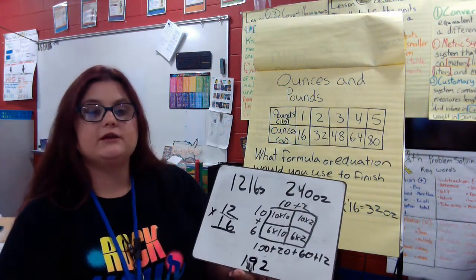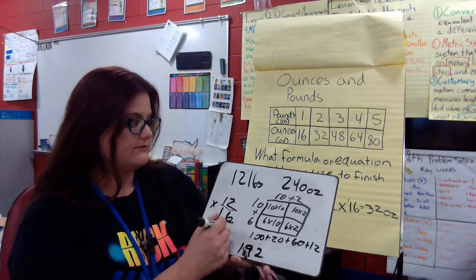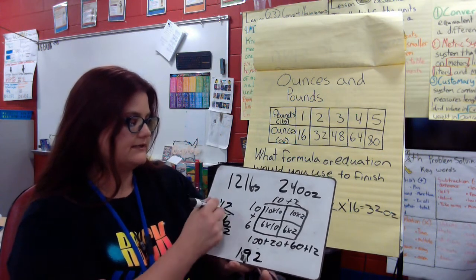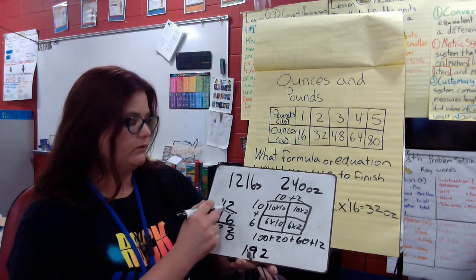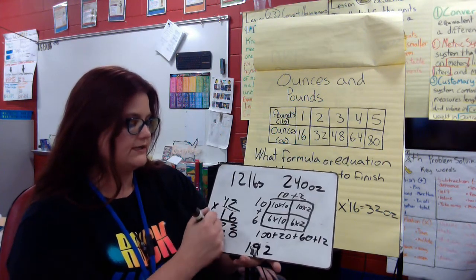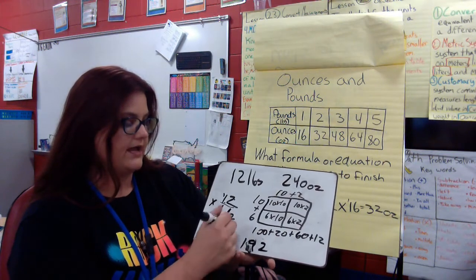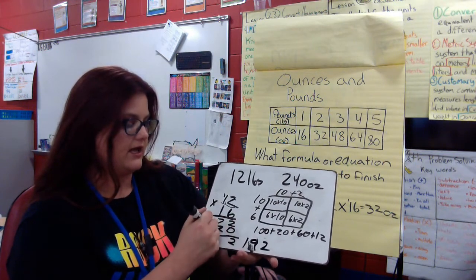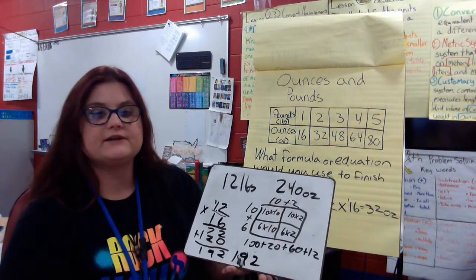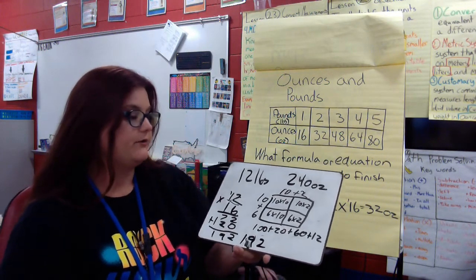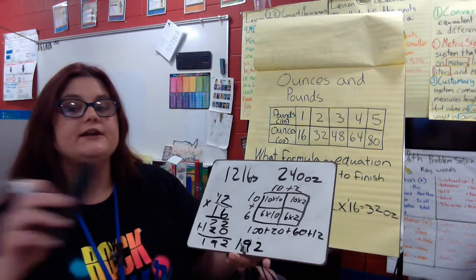Or you can do it as the standard algorithm. 6 times 2 is 12. Carry the 1. 6 times 1 is 6. Plus that 1 is 7. Put your placeholder. 1 times 2 is 2. 1 times 1 is 1. And we add it this way. 7, 8, 9, 192. Same answer, just different strategies. All right, so her cat weighs 192 ounces.